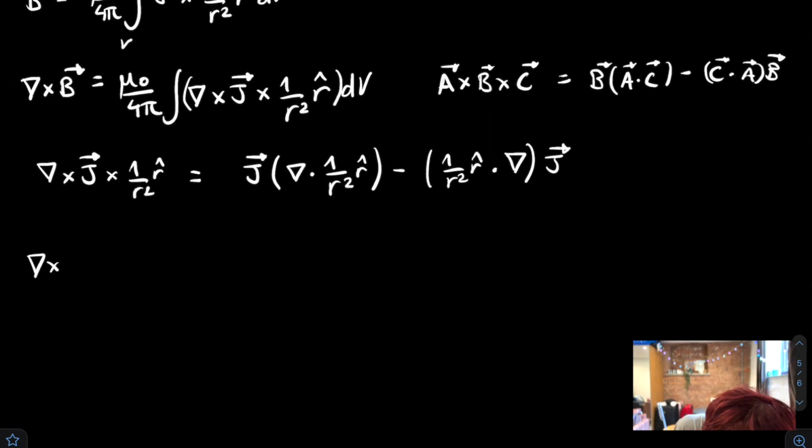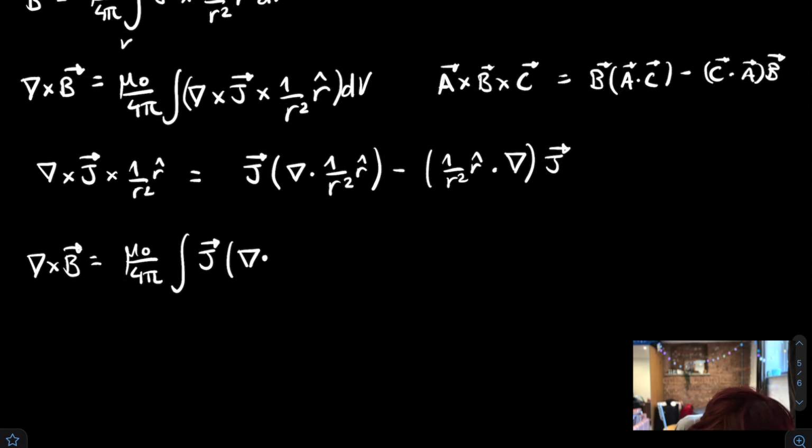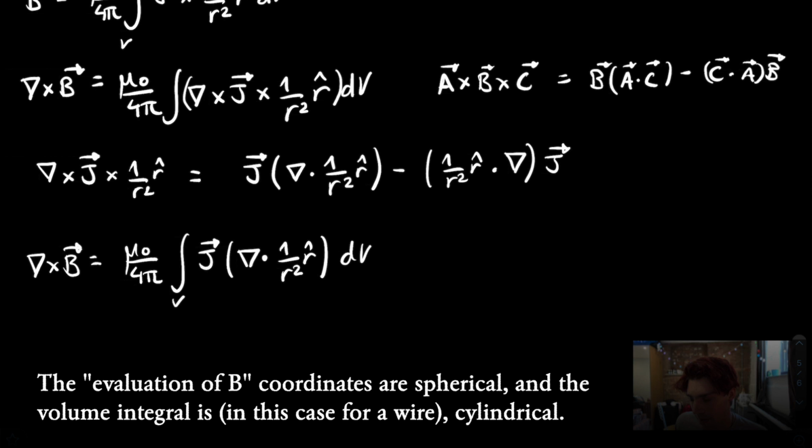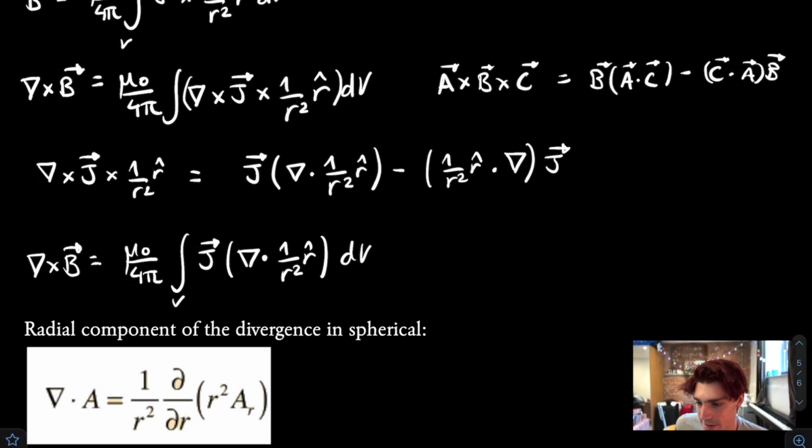So we're going to get curl B is equal to mu naught over 4 pi times the integral of J times the divergence of 1 over r squared in the r hat direction, integrated over the volume right there. Now this divergence of 1 over r squared is actually a bit of a tricky beast, because when you look at the divergence in spherical coordinates, you find that 1 over r squared gives you 0 for all points in space.